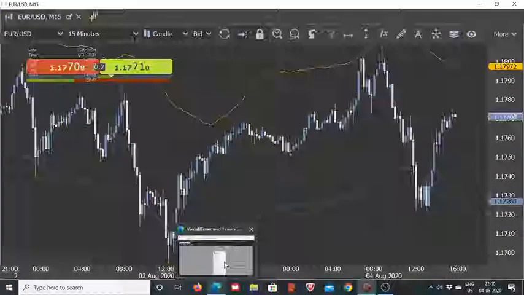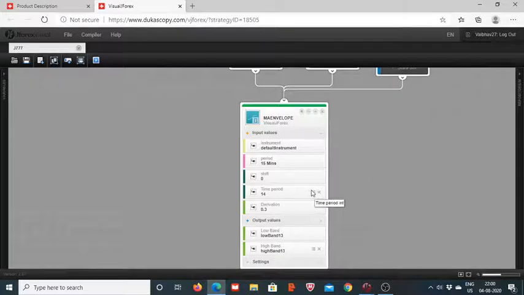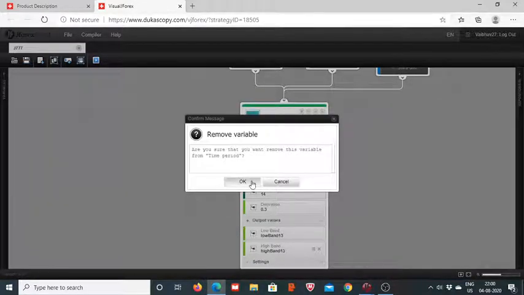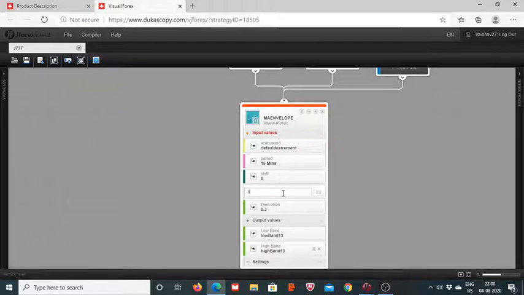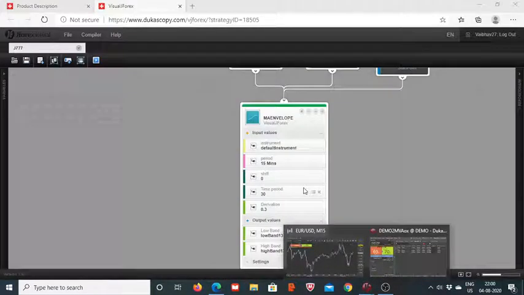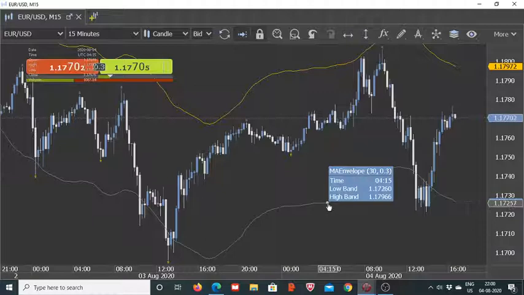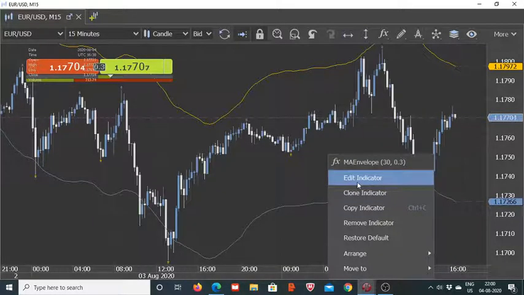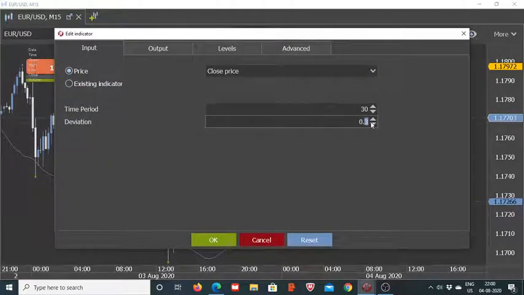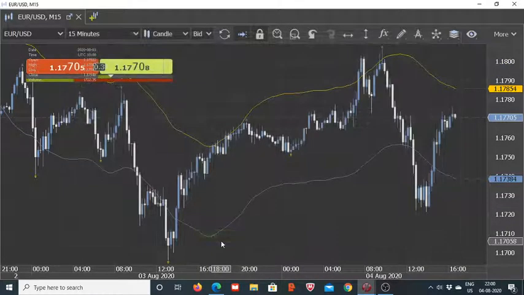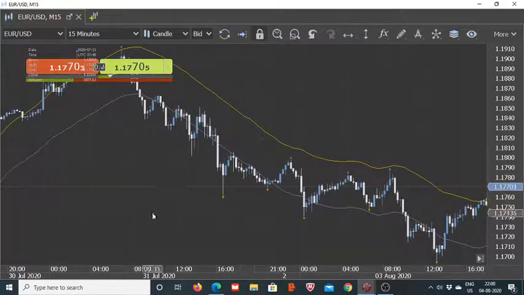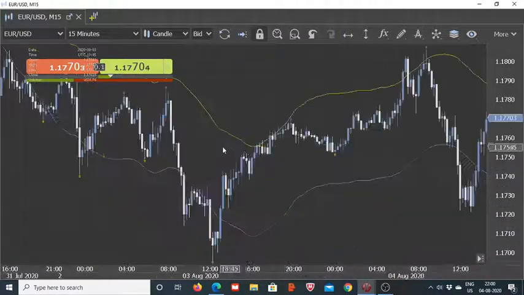Now let us go back again to the Visual JForex platform. Here we need to change the time period and make it 30. And now you might be getting a feeling that this standard deviation is a lot more than we actually need, and all you have to do is change it. I think 0.2 should do the job well enough. And of course, whether it is working or not, for that you will have to do the backtesting, and only then will you get the idea if it's working or not.